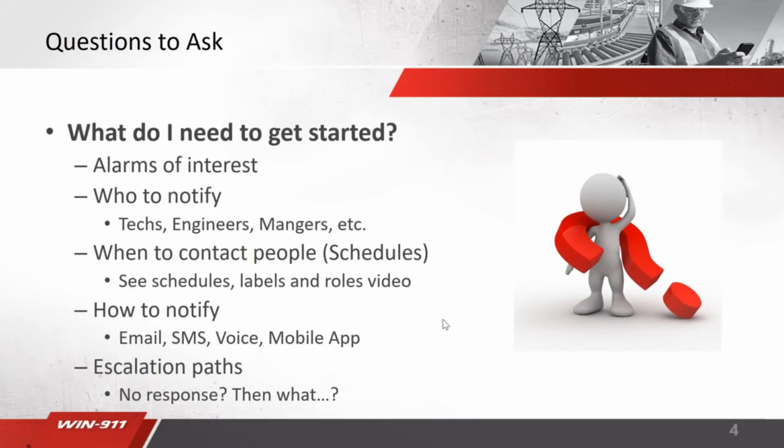What do I need to get started? First of all, you should know all of your alarms of interest and who you wish to notify. This could include your technicians, engineers, managers, or maybe your on-call person. When do you contact these people? Do you have a night shift, a day shift, afternoons, weekends, holidays? Inside of WIN-911, we have 4 different notification types: your email, SMS, voice, and mobile.